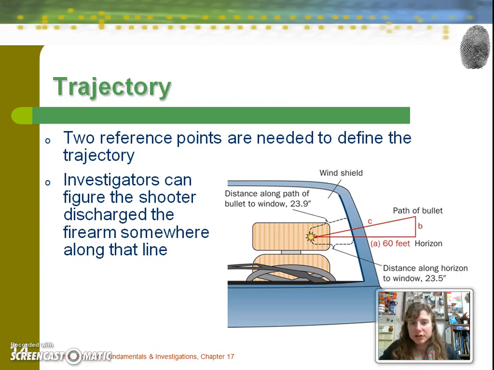Okay, let's look at trajectory. So this is going to bring in some physics here for us to understand how we can calculate things like the height of the shooter. Let's say that we've got a couple of reference points. We need at least 2. Let's say the glass the bullet fired through, and then perhaps the victim's head, or if there was nobody sitting here, perhaps the cushion in the seat where the bullet landed. So the idea is, if we have 2 reference points, then we can use a process called triangulation to try to figure out something like the height of the shooter.